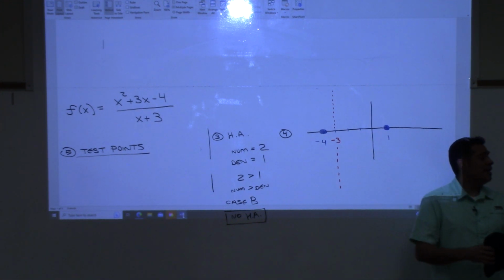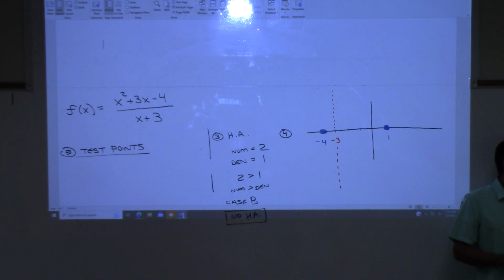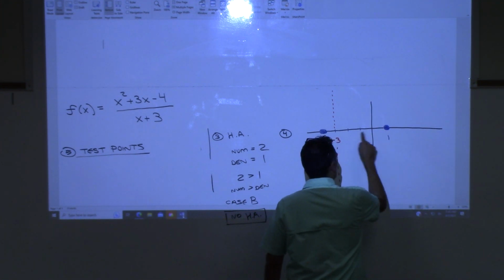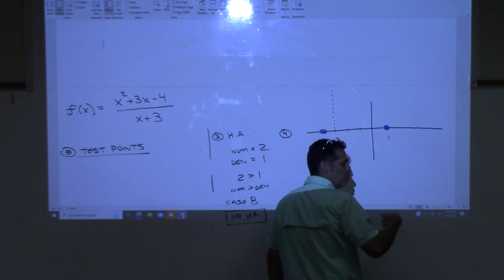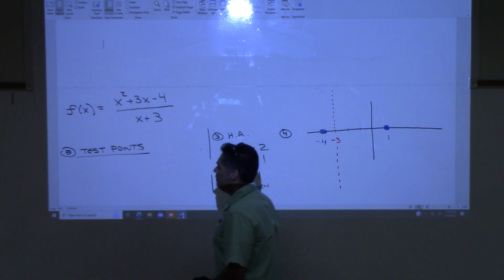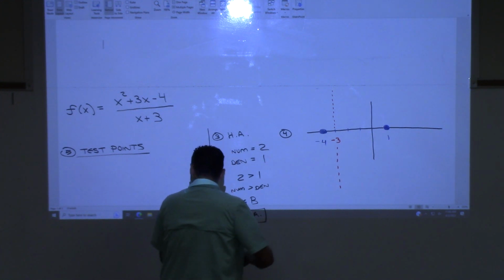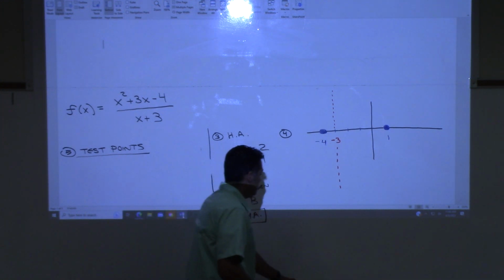You count how many x-intercepts you have, along with how many verticals you have. You add those together, and then you always add 1. So I have 2 x-intercepts and 1 vertical, that's a total of 3, and then add 1, I get 4. So I need 4 test points. Now let's find out where they are. Where shall we put these test points?